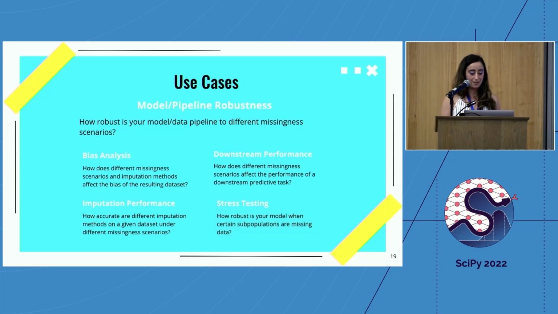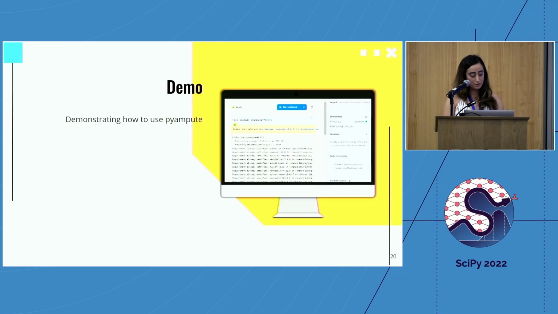And so we're going to dive into a demo of how you would use Pyampute for the simple case of looking at the bias. How would we evaluate bias? So we have a demo here.